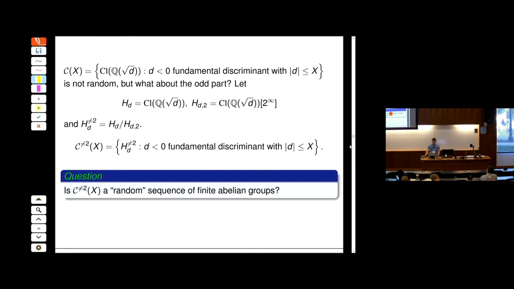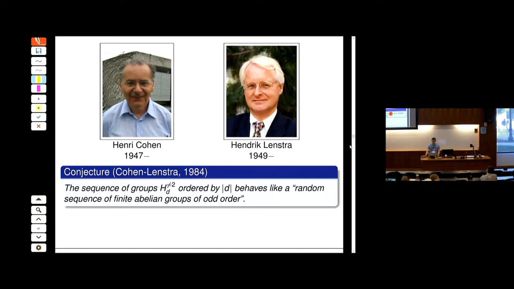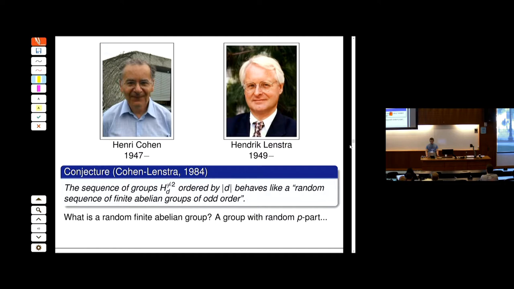Then is this a random sequence of finite abelian groups? Well, Cohen and Lenstra precisely conjectured in 1984 that this sequence, ordered by the size of the discriminant, behaves like a random sequence of finite abelian groups of odd order. But the big question is, what is a random finite abelian group? What does it mean to be a random finite abelian group? I don't have a hat of finite abelian groups to pull from. So how are you pulling groups out of a hat? Well, it is a group with random p part.